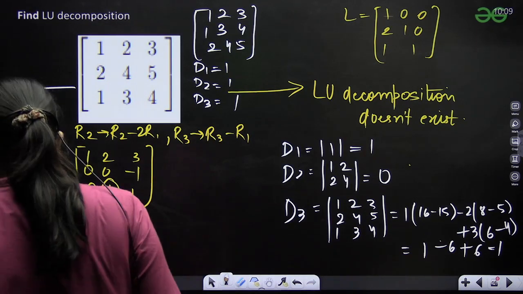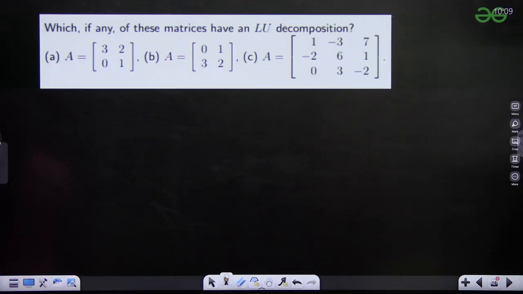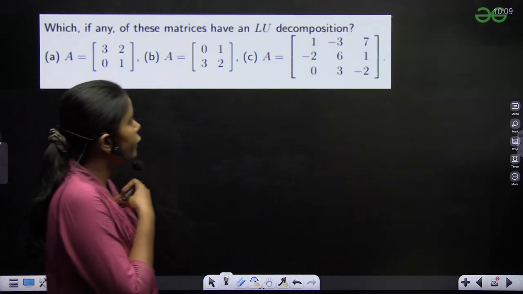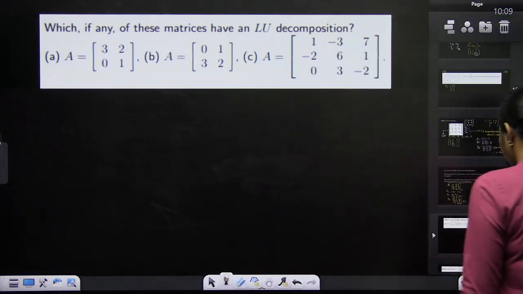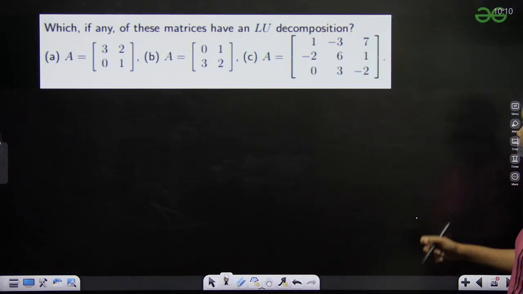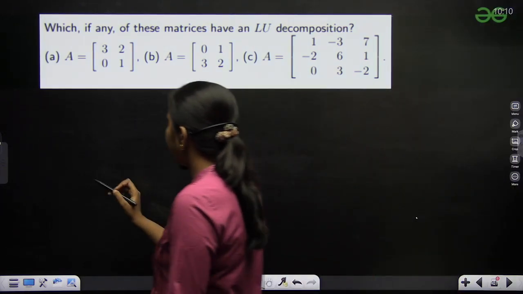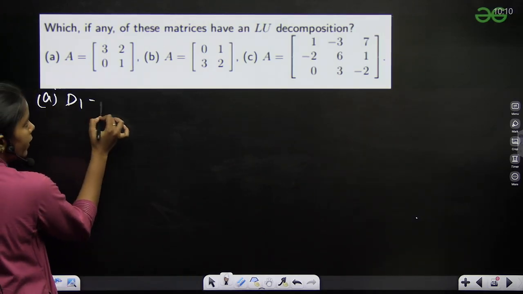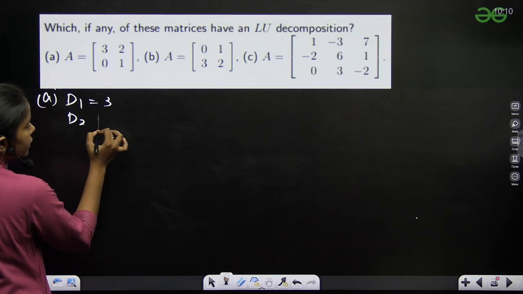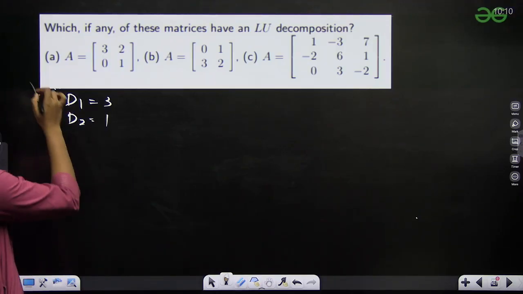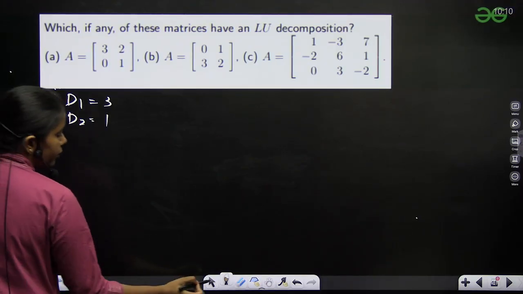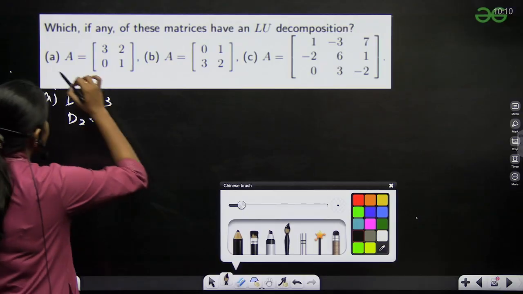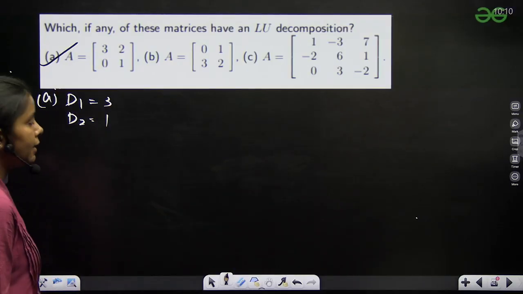Okay, let's see some points, and we are going to see some matrices. We are going to decide which of the following matrices have LU decomposition. Everyone would decide by themselves. So A is a matrix. For the A part, what is D1? D1 is 3, D2 has value 3 minus 2, which is 1. So it has LU decomposition. A matrix has LU decomposition.